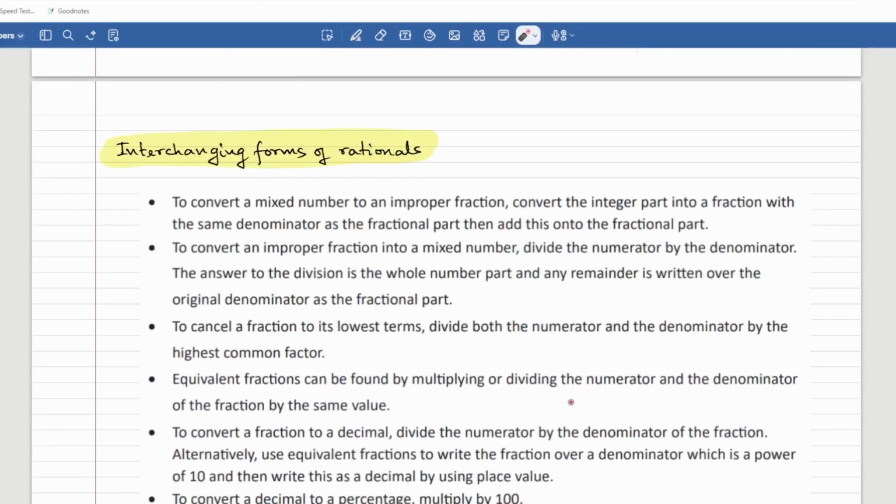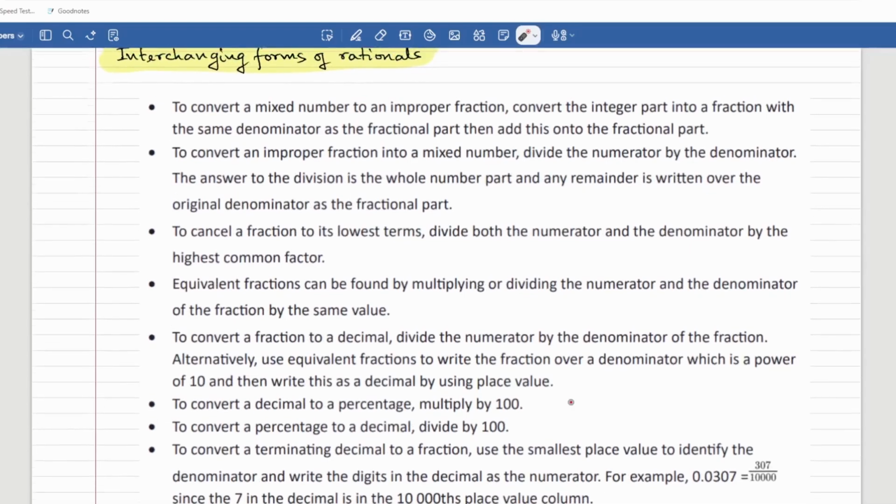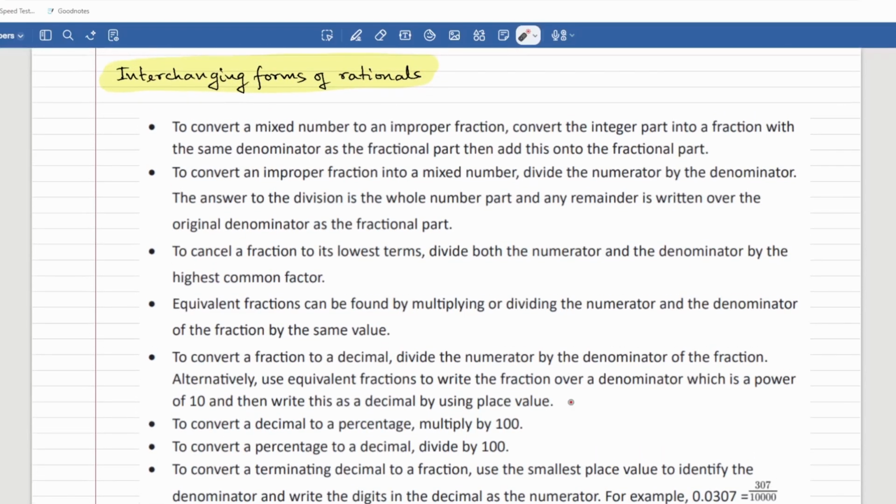Okay, now we have a block of text. So let me walk you through this. These are basically rules for interchanging forms of rationals. Now rational numbers can be changed into decimals, decimals can be changed into ratios, percentages, mixed fractions, all sorts of stuff. So to convert a mixed number into an improper fraction, convert the integer part of the fraction with the same denominator as the fractional part and then add on to this fractional part. Okay, mixed number to an improper fraction.